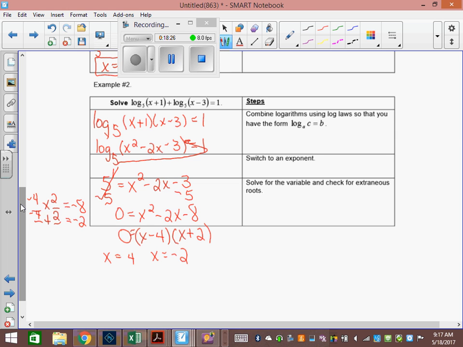So I fill the 4 in. 4 plus 1 is 5, so that's bigger than 0. Yay. 4 minus 3 is 1, so that's bigger than 0. Yay. -2. -2 plus 1 is -1. Can I do log of -1 divided by log of 5? No, this one's out. This is called extraneous.